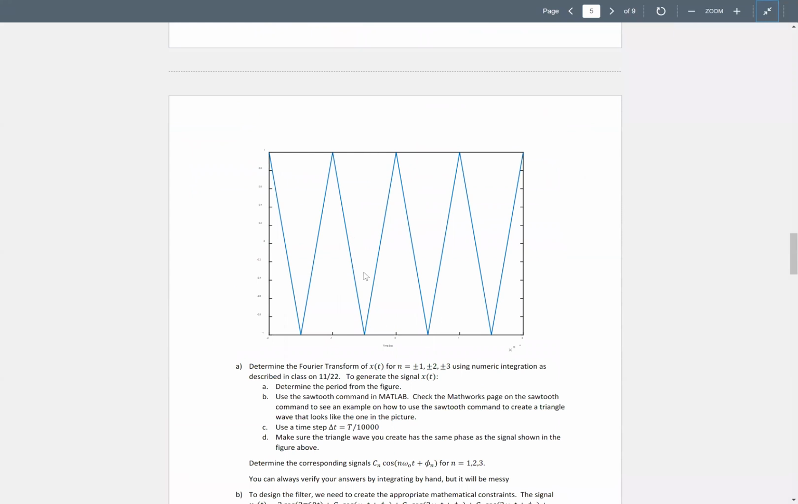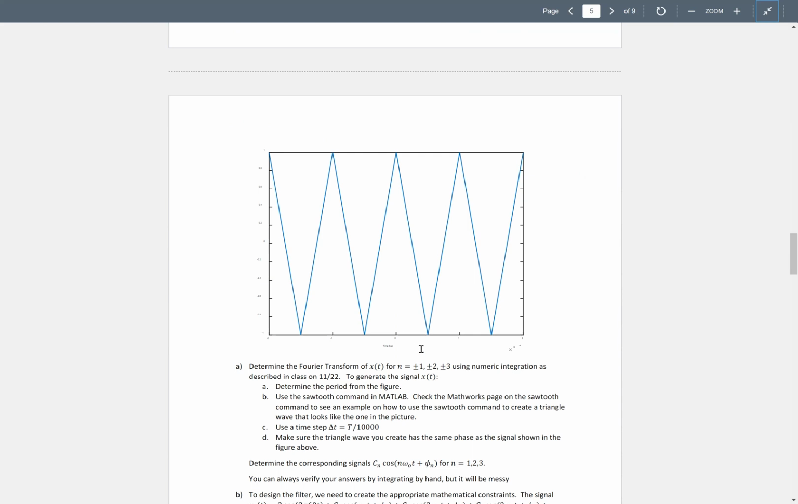So you have to do it here with this one. This is really kind of tricky to see right here, so you'll want to download and look at the PDF. It should be a lot clearer. What I ask you to do is use the sawtooth function in MATLAB to create this waveform, and then do the integration numerically. I tell you what your time step should be, delta t over 10,000. You'd create it from here to here, so you'd create 10,000 points and do your integration that way.